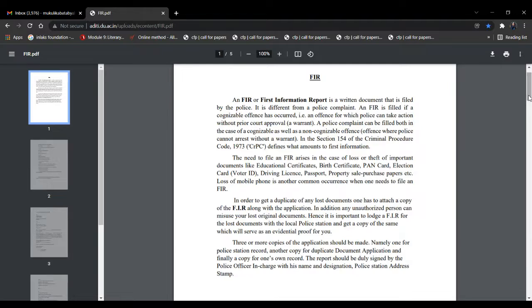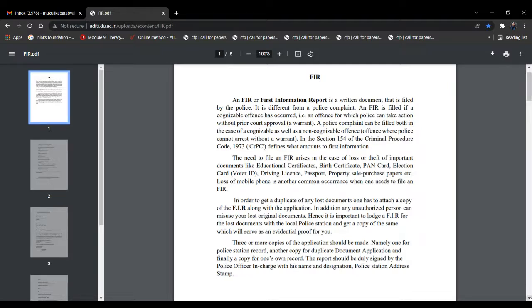The report should be duly signed by the police officer in charge with his name and designation, police station address, and the stamp. So make sure that when an FIR is filed, you have it signed, stamped, and all of those proper things that make it look like a valid document. If the stamp is not there, if the police officer does not write his name properly, then maybe later on someone will think that it's a fake document. So just to avoid all that, make sure all of these things are properly accounted for.